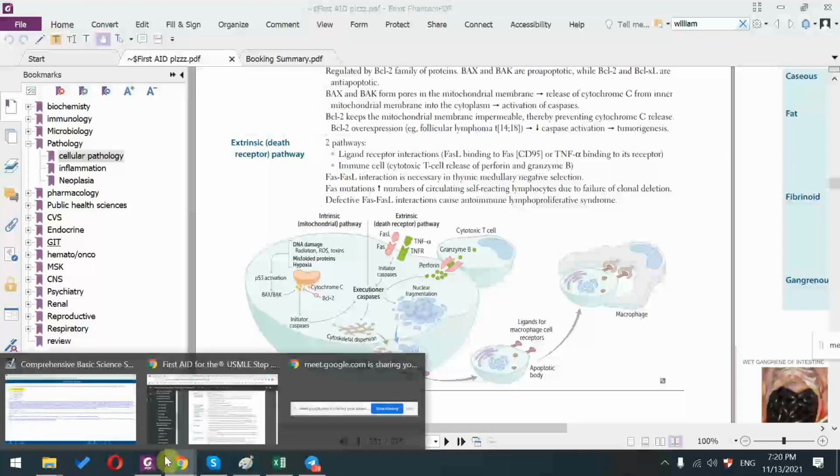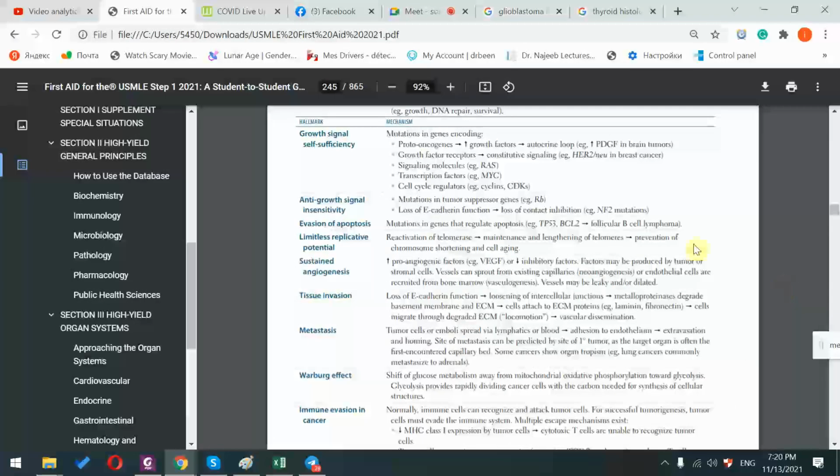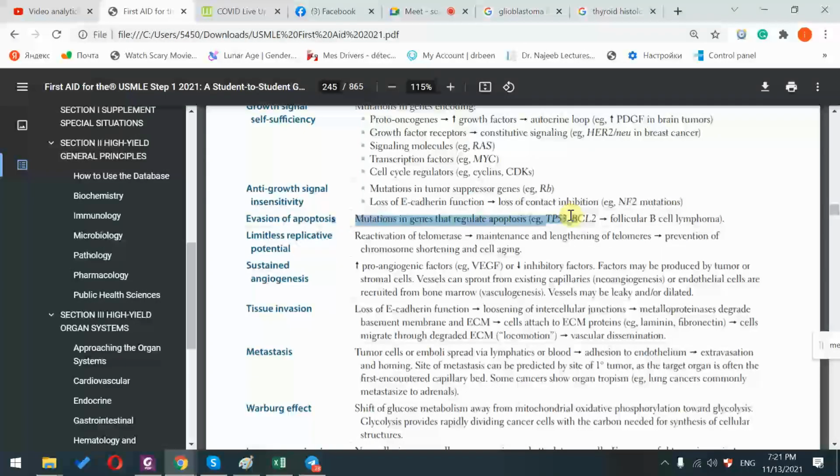So let's go back here. They write for us that a mutation in the genes that regulate apoptosis, like the p53, we just saw that, and the BCL2 can lead to cancer. For example, mutation of these guys can lead to follicular B-cell lymphoma. So the next one is limitless replicative potential. Well, there is something called a telomerase.